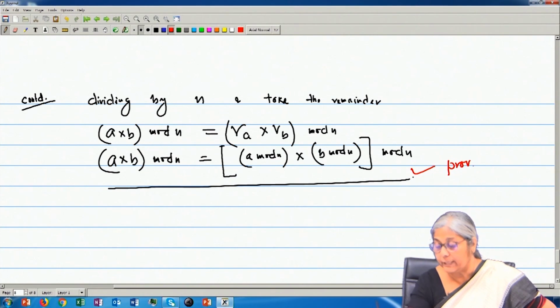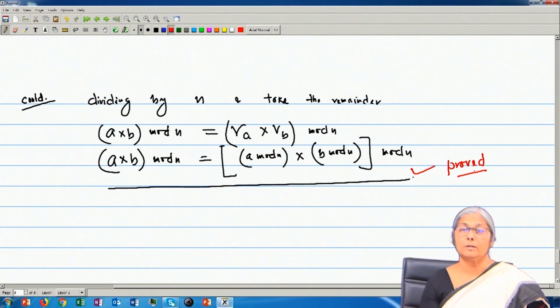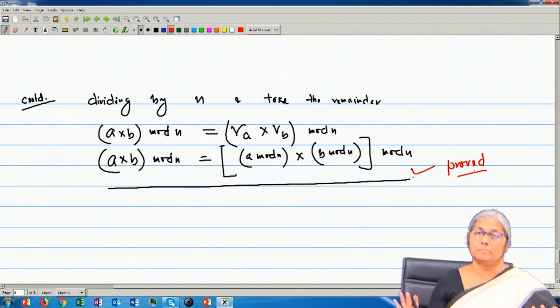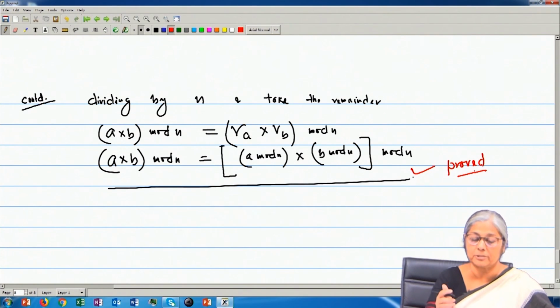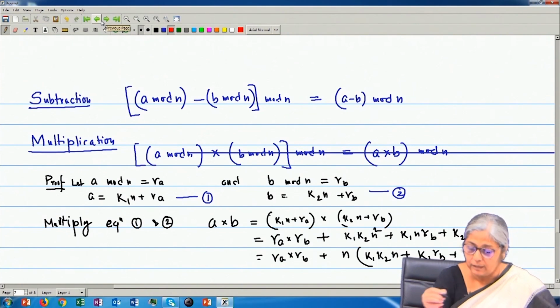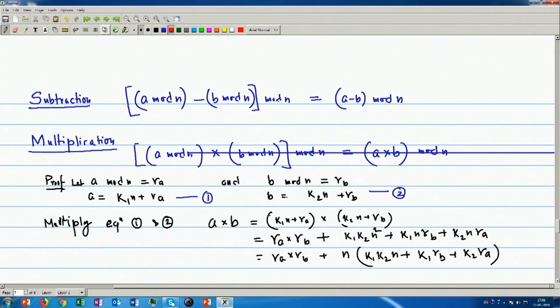But we cannot do this for the division property. We have only multiplication, subtraction and addition.